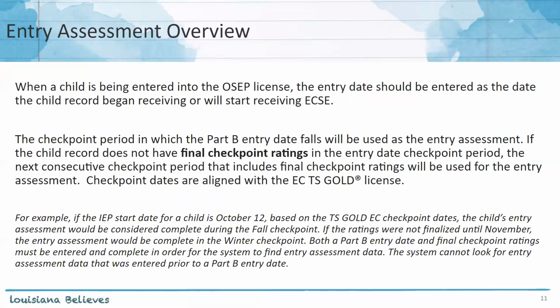When a child is being entered into the OSEP license, the entry date should be entered as the date the child record began receiving or will start receiving special education services. The checkpoint period in which the Part B entry date falls will be used as the entry assessment. If the child record does not have final checkpoint ratings in the entry date check period, the next consecutive checkpoint period that includes final ratings will be used for the entry assessment. All checkpoint dates are aligned with the Early Childhood Gold license.